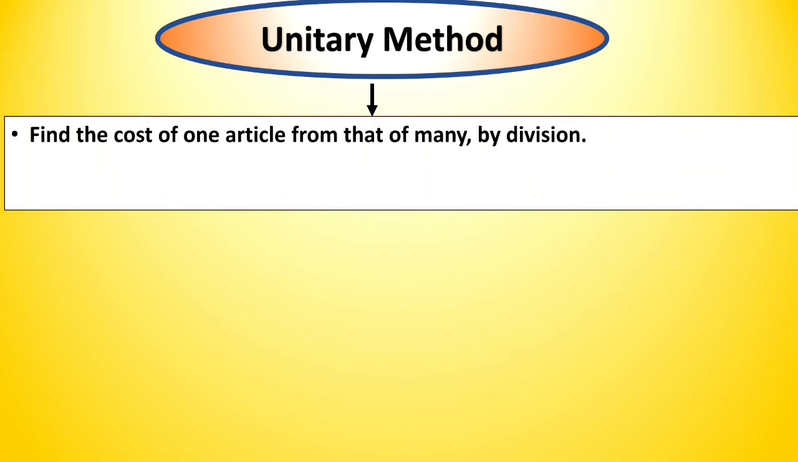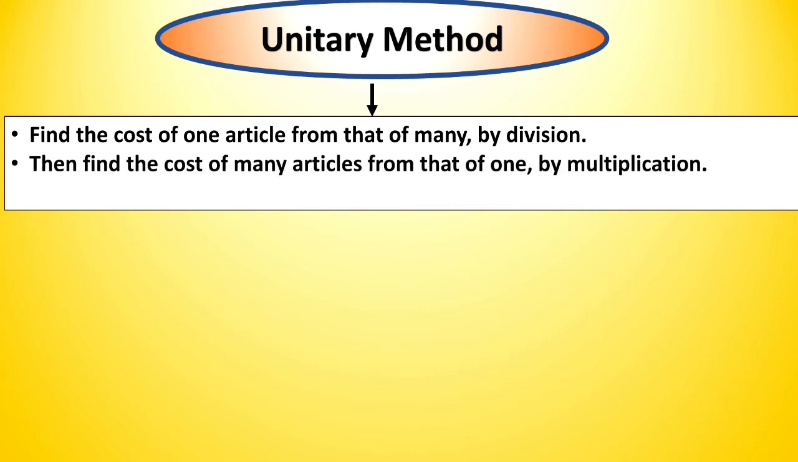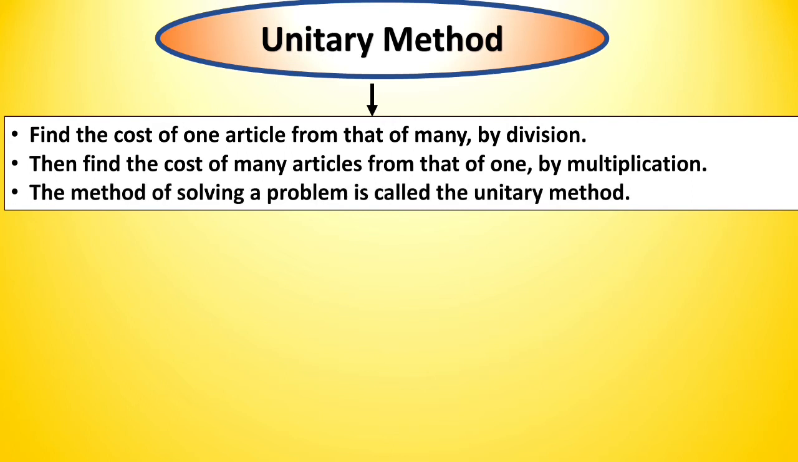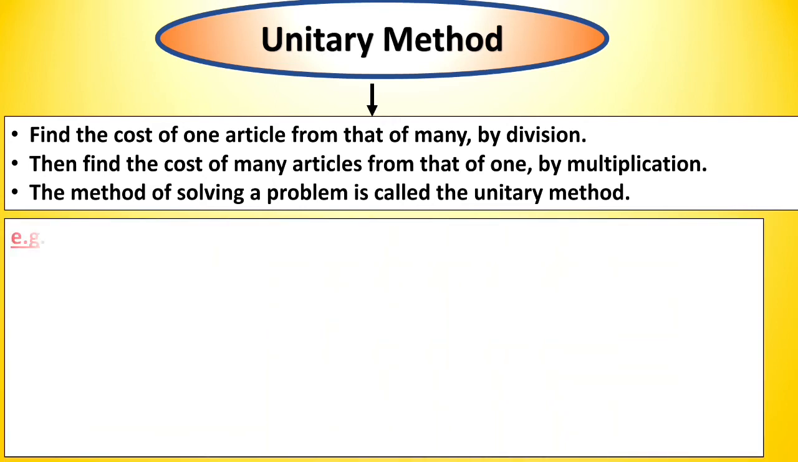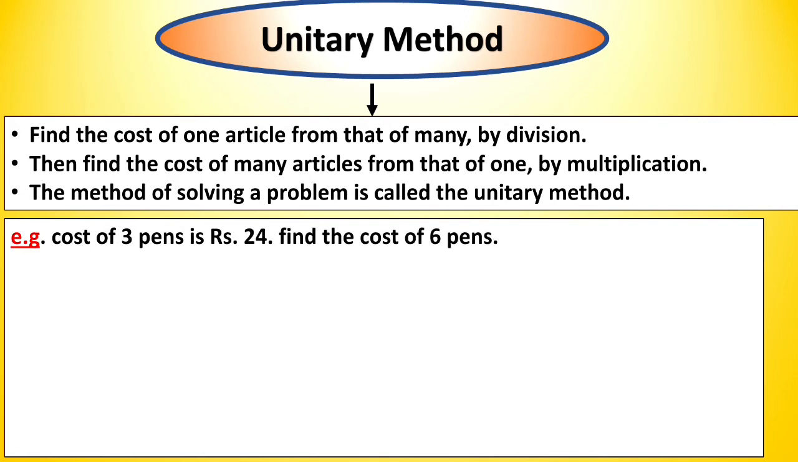For the unitary method, we have to see how to find the cost of one article from that of many by division. Then find the cost of many articles from that of one by multiplication. The method of solving the problem is called the unitary method. For example, the cost of 3 pens is rupees 24. Find the cost of 6 pens.